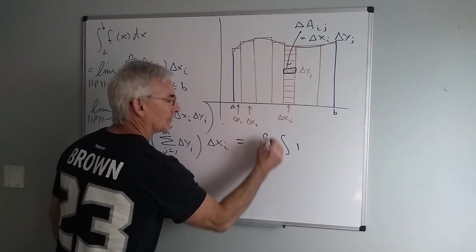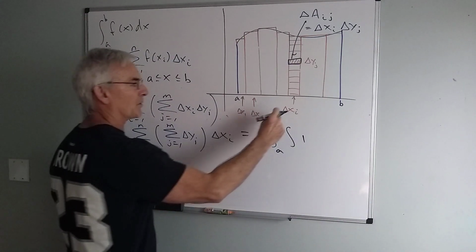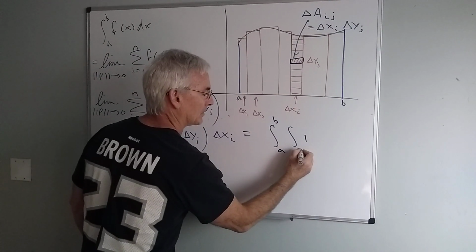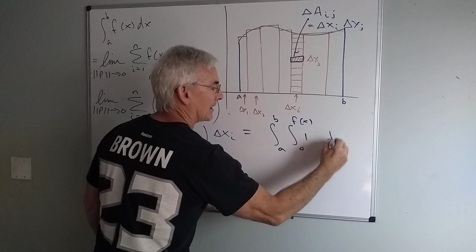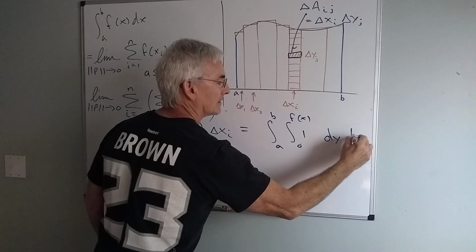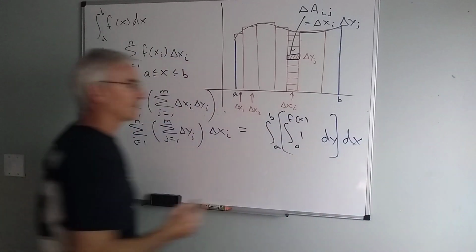The outer integral, for the x's are still going from a to b, but the question is, what are the y's doing? They're going from 0 to f of x. And I'm integrating dy dx.